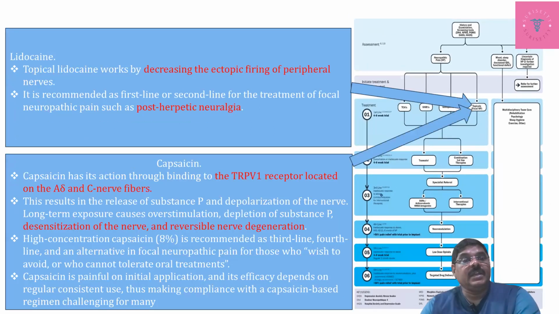So lidocaine, what does it do? It decreases the ectopic firing of the peripheral nerve by blocking the sodium channels. So it is usually used in post-traumatic neuralgia.